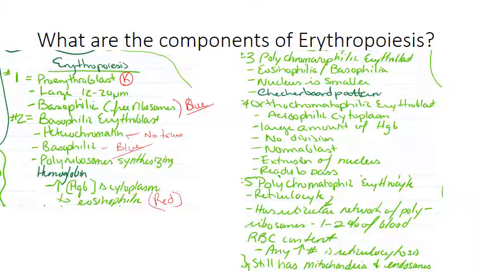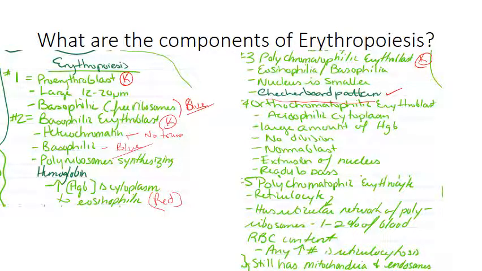So number three is the polychromatophilic erythroblast. We have eosinophilia and basophilia. And I forgot to add a little K here. Remember, K means we're undergoing mitosis again. Eosinophilia and basophilia means that we're kind of in a transition area. The nucleus is smaller, and we kind of have a checkerboard pattern. This is distinctive of the polychromatophilic erythroblast.